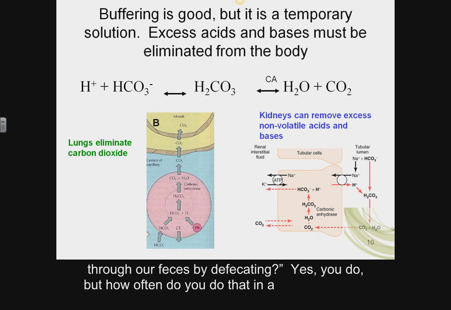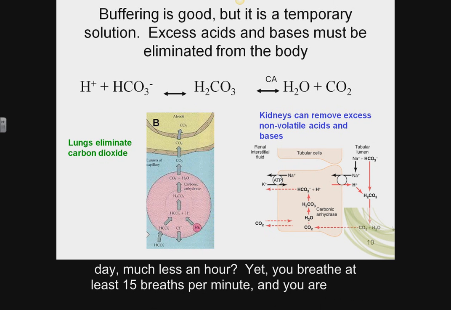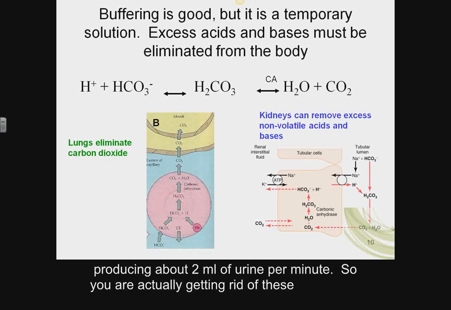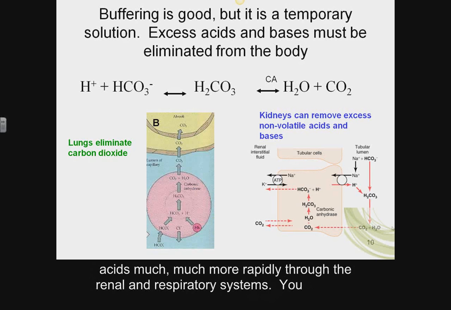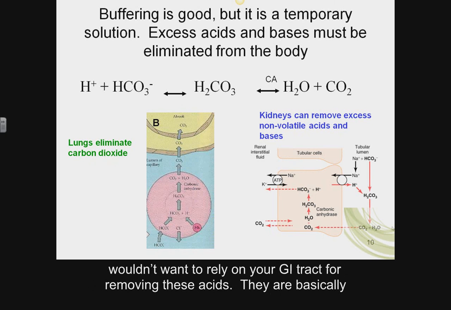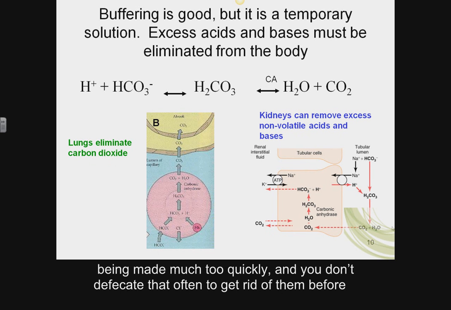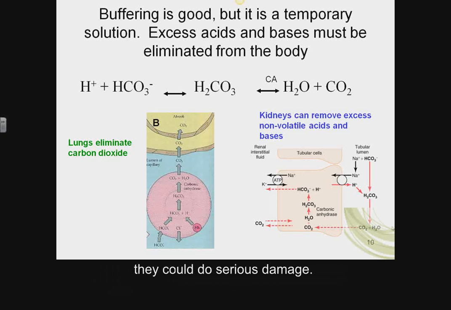Don't we get rid of acids through our digestive system, through our feces, by defecating? Yes, you do. But how often do you do that in a day, much less an hour? Yet you breathe at least 15 breaths per minute, and you are producing about 2 milliliters of urine per minute. So you're actually getting rid of these acids much, much more rapidly through the renal and respiratory systems. You wouldn't want to rely on your GI tract for removing these acids. They are basically being made much too quickly, and you don't defecate that often to get rid of them before they would do serious damage.